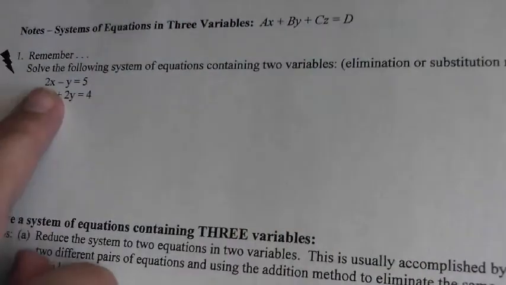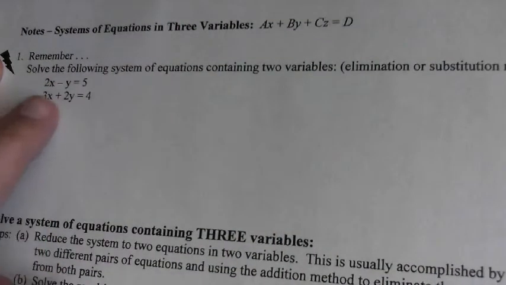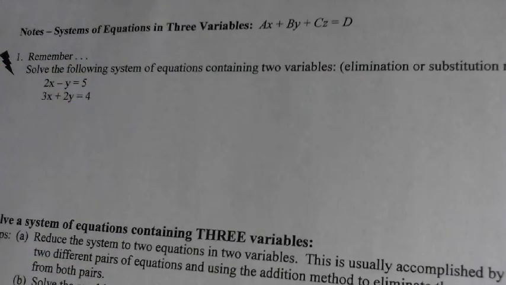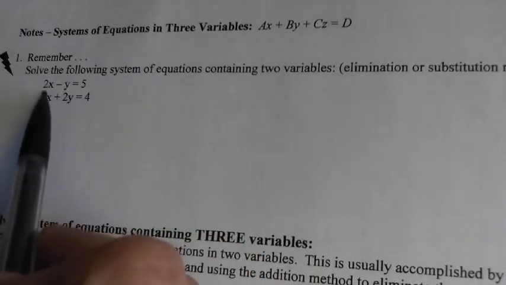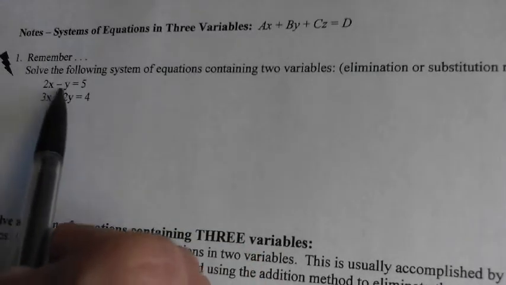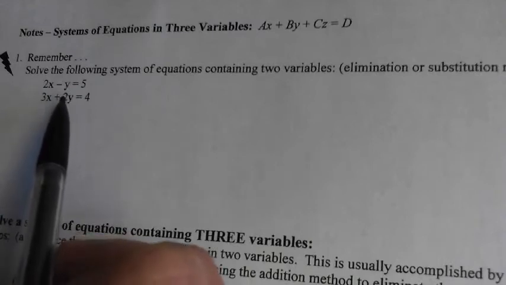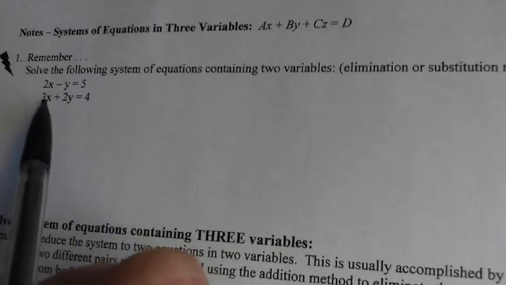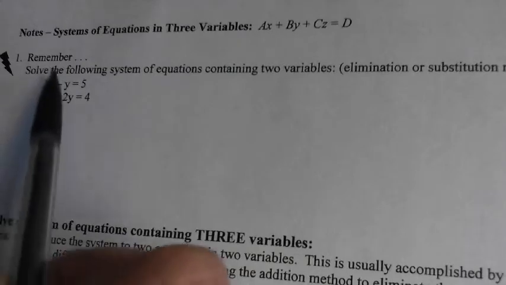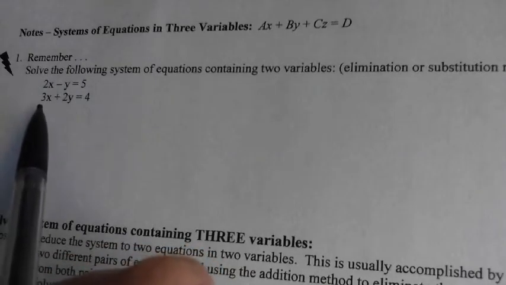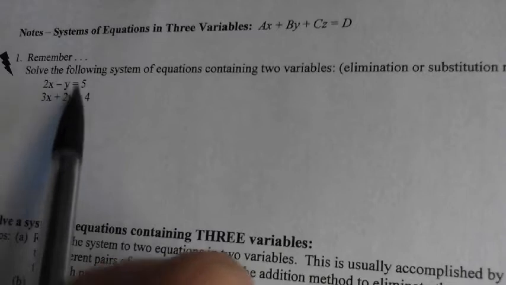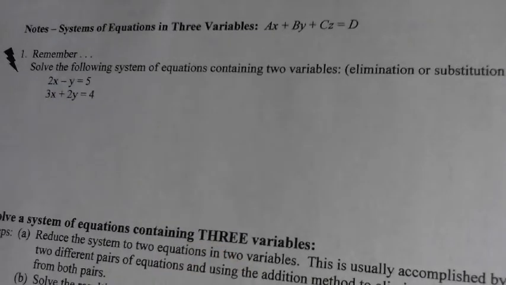In elimination, you want to keep things lined up, and these already are. The x's over the x's, the y's over the y's, the numbers over the numbers. What you have to get is the same number either in front of the x's or in front of the y's, whichever is easier. So if you were getting the same number in front of the x's, they would both need to be a 6. And if you were getting the same number in front of the y's, they would both need to be a 2.